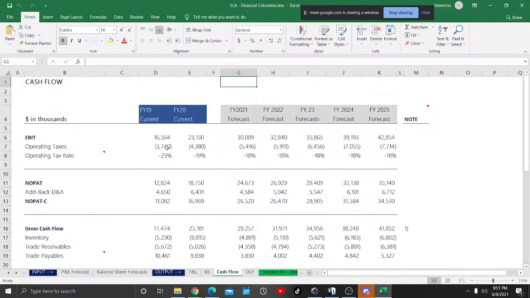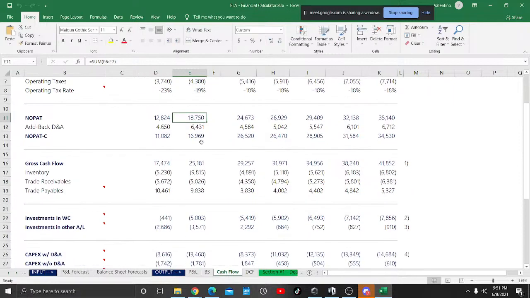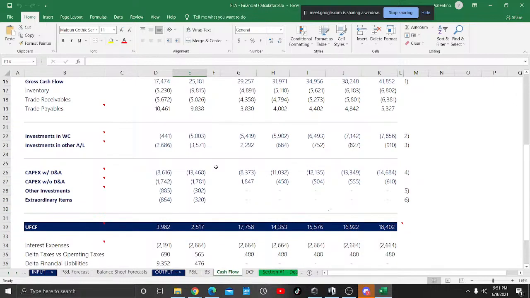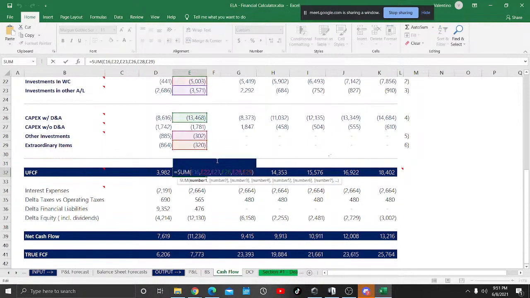Here's the cash flow statement. We got EBIT. Now we got NOPAT, right? How did we come up with NOPAT? EBIT minus operating taxes. Then I got this other metric, which is NOPAT minus CapEx. Same thing, NOPAT minus CapEx, self-explanatory. Then we have unlevered free cash flow. How did we come up with this?